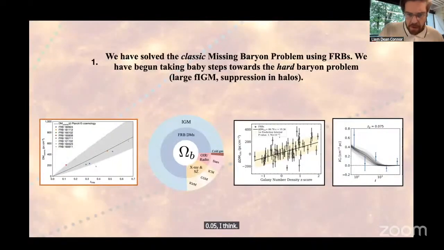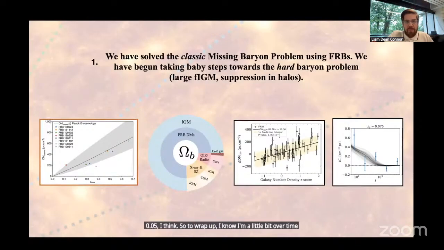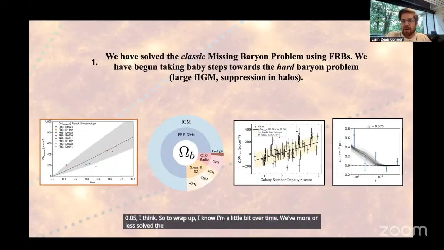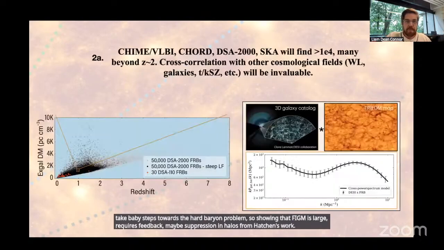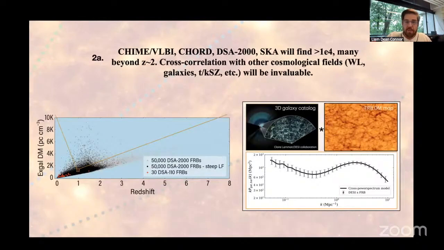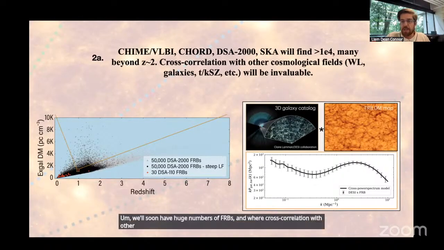So to wrap up, I know I'm a little bit over time. We've more or less solved the classic missing baryon problem using FRBs. And we've begun to take baby steps towards the hard baryon problem. So showing that FIGM is large, requires feedback, maybe suppression in halos from Hao Chen's work. We'll soon have huge numbers of FRBs, and cross-correlation with other cosmological fields will be the name of the game.